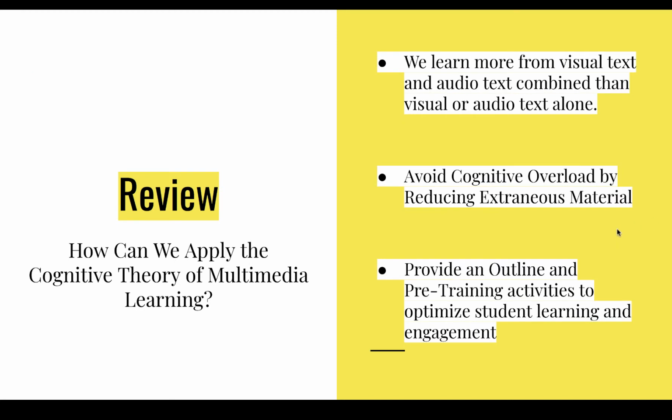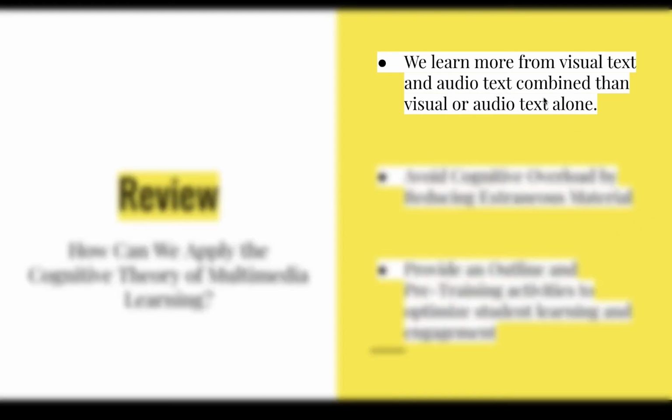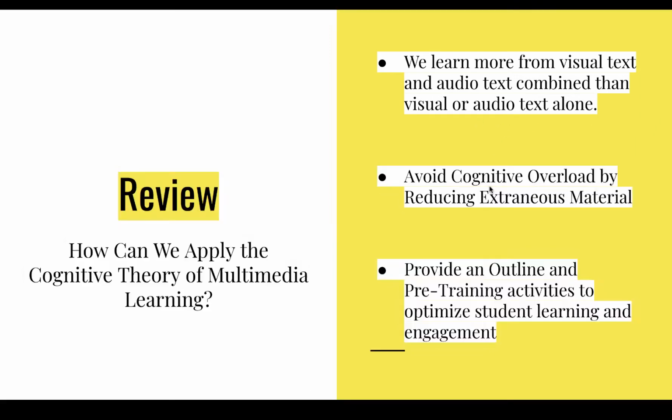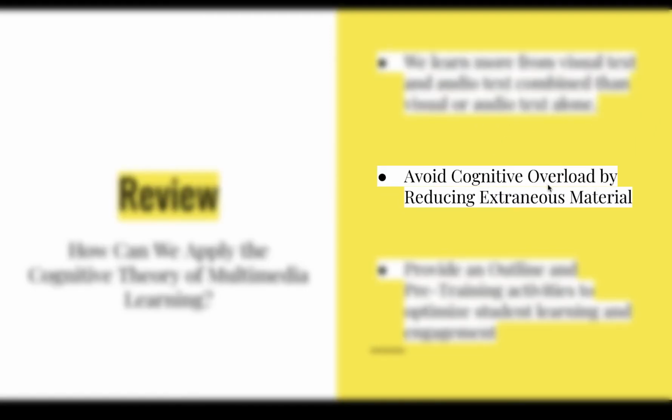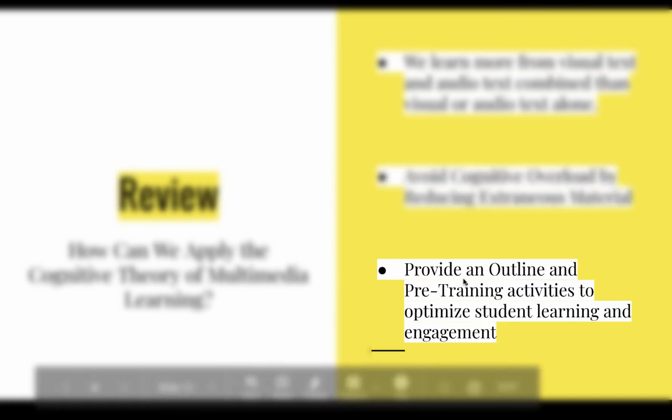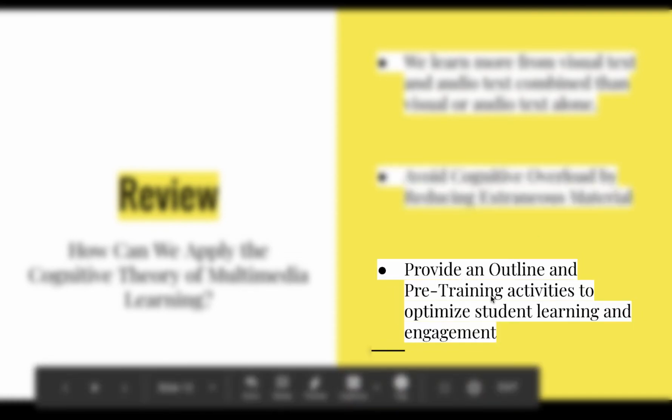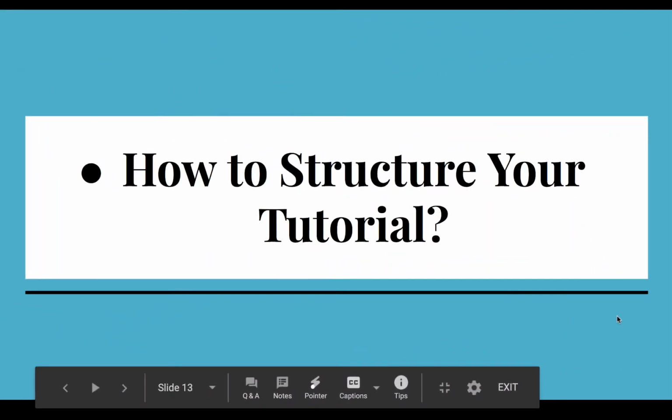Let's review. Remember, we learn more from visual text and audio text than only visual and audio alone. Avoid cognitive overload by reducing extraneous material. Provide an outline and pre-training activities to optimize student learning and engagement. Let's move on to our next objective.